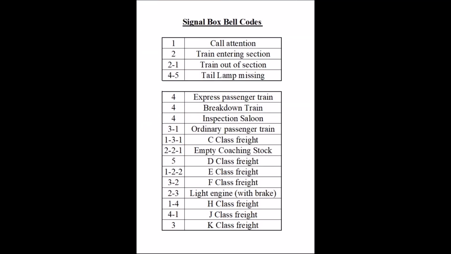Now looking down this list, you can see that I've got here on this particular sheet all of the trains that relate to Yarslow, and I would suggest probably the vast majority of trains that we're going to use on our general layout. So we have express passenger trains, breakdown trains or inspection saloons, they all run under head code A. Ordinary passenger trains run under B. C-class freights and empty stock runs under C. Then we've got D, E and F. Light engines, of course, are class G. H-class freights, J-class minerals and K-class stopping freights.